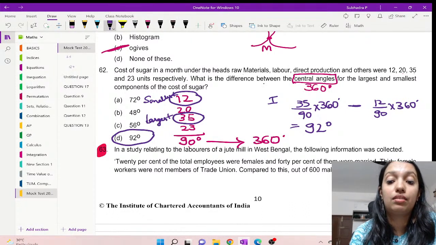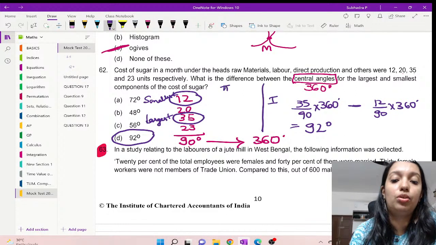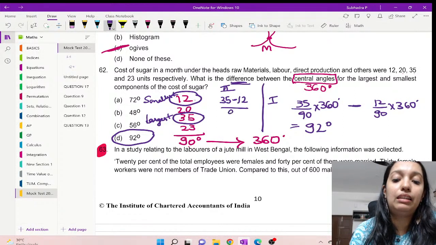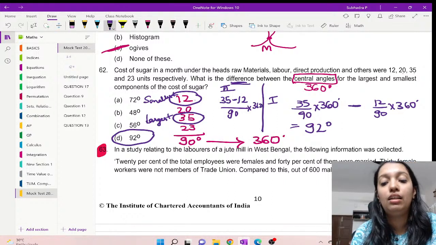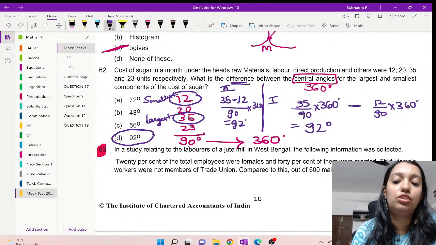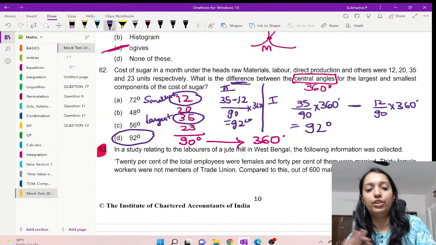Simpler method, method 2, just take the difference of these two, 35 minus 12, that's the difference, divided by 90 into 360. You are directly converting, even then you will get your answer to be 92 degrees in both the cases.